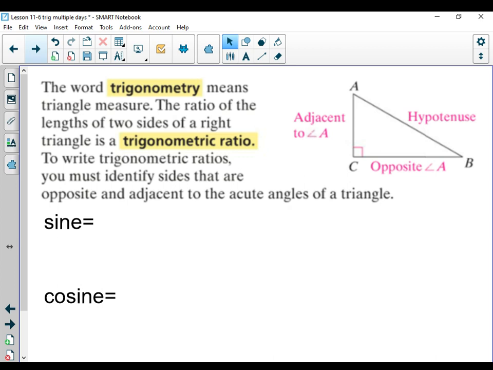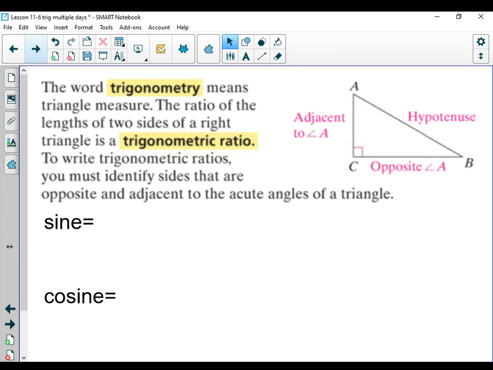The trigonometric ratio compares two sides of our right triangle. Or lengths, I guess it says. Ratio of two sides of a right triangle.